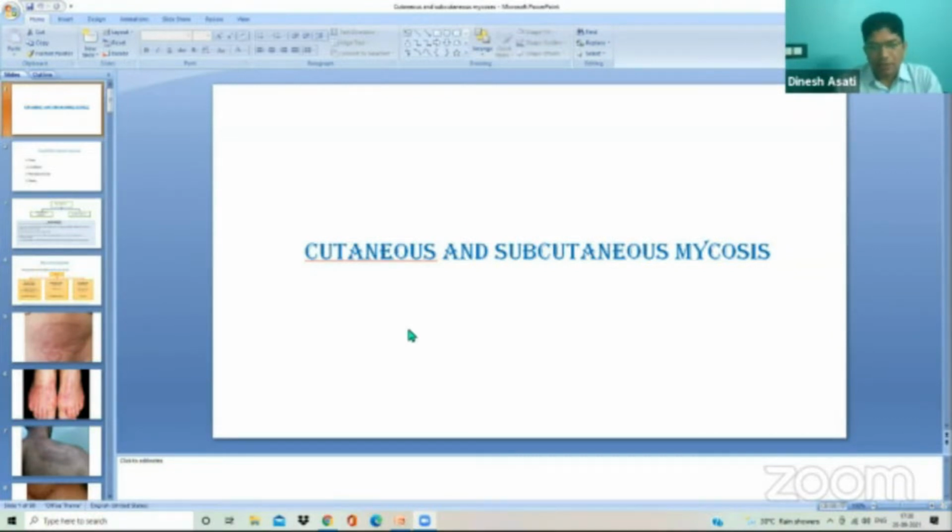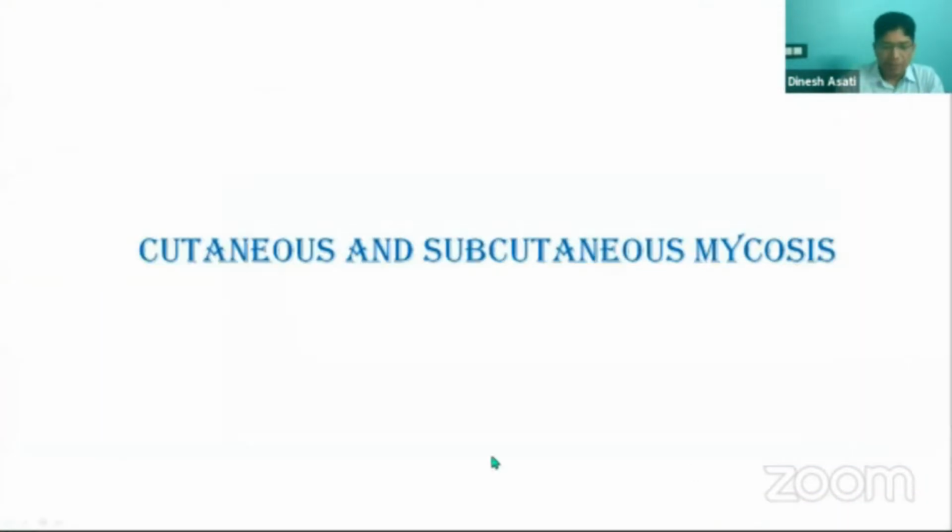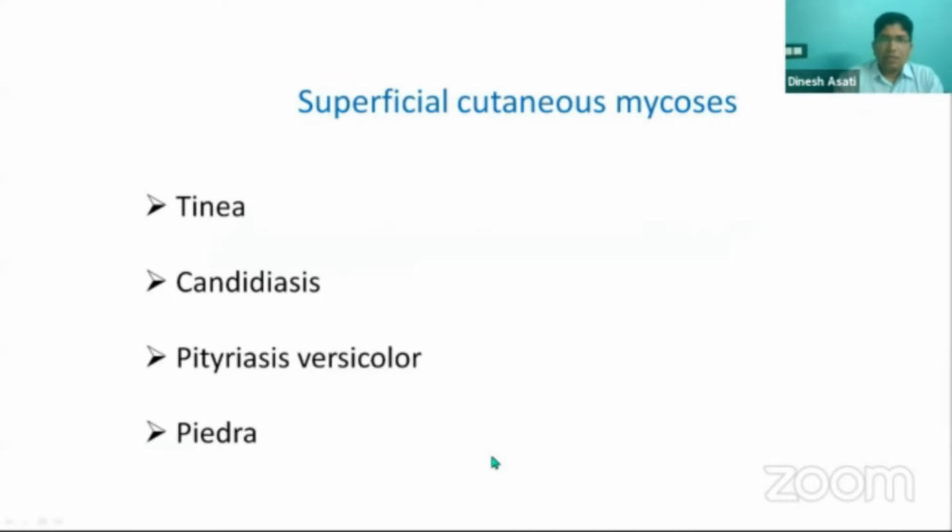Because of the time restrictions, my focus will be mostly on the clinical part only: how they look, or how to recognize when to suspect that we are dealing with mycosis in the skin or just in the subcutaneous tissue. So we will start. The superficial ones are tinea, candidiasis, pityriasis versicolor, and Piedra. These are the most common ones.